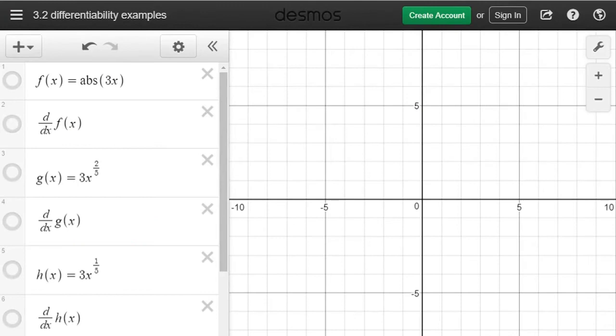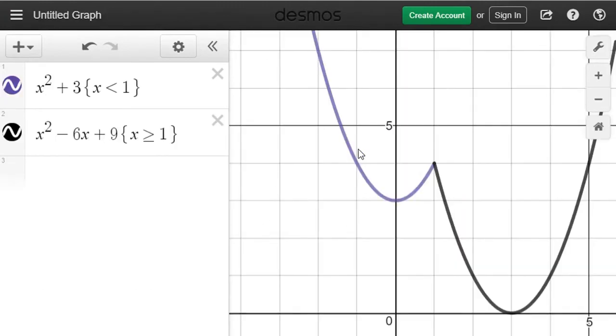So let's take a look at what the actual graph looks like. If we take a look at the graph of this function, it's clear that it's continuous because those parts meet up at the exact same point, (1, 4). But the slopes are clearly different. That is not differentiable. We're going to call that a cusp as we move along.